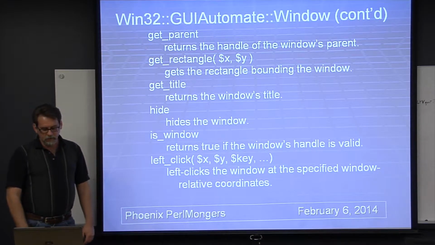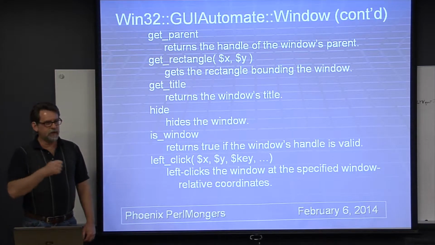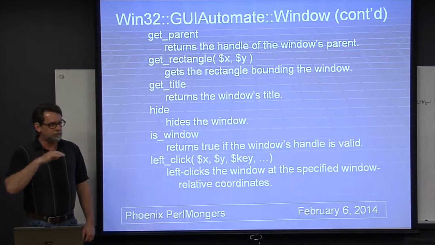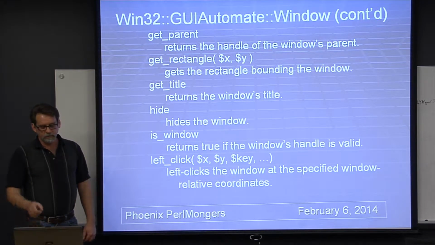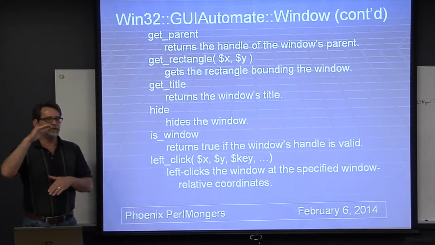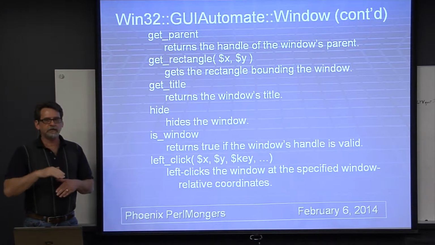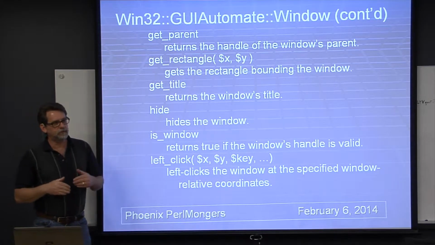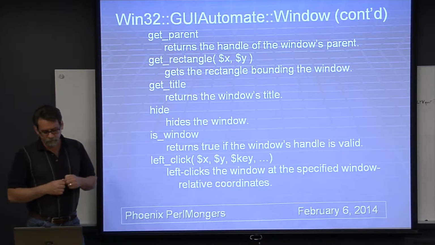Is window checks to make sure that, as far as Windows is concerned, this handle is still valid. Because if you dismiss a window, like a pop-up, then the handle is no longer valid. And GUIAutomate itself uses that. Every time you do a search for a window, it first goes through its table of windows it's already found, checks each one of the handles, says, is this handle still valid? And so it keeps its table purged of invalid handles.